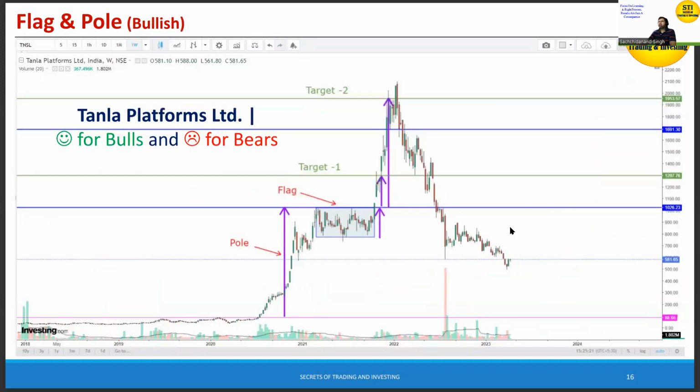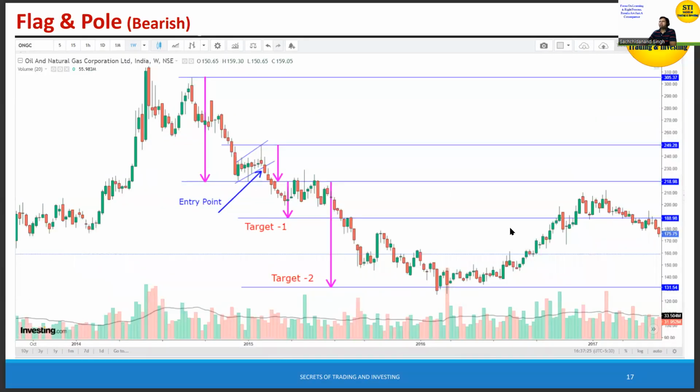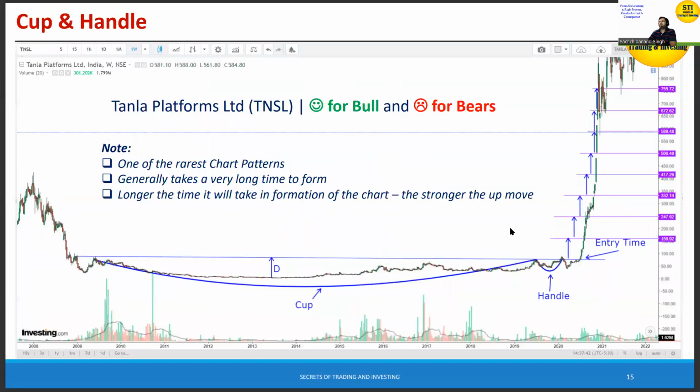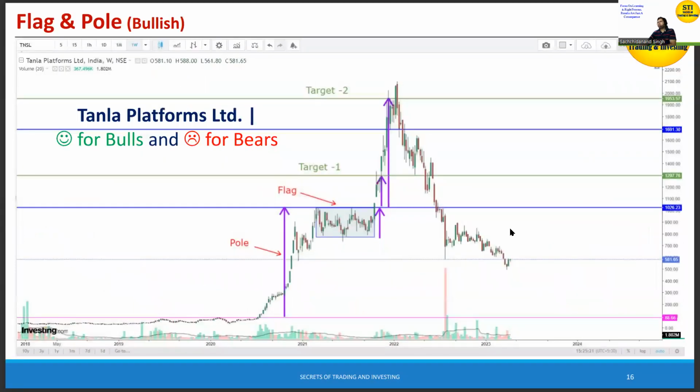Okay, great. So it is flag and pole. Flag and pole is an example of a bullish continuation pattern. In the continuation ones, there may be only two types: it will either continue going further up or continue further down. One example is called flag and pole.